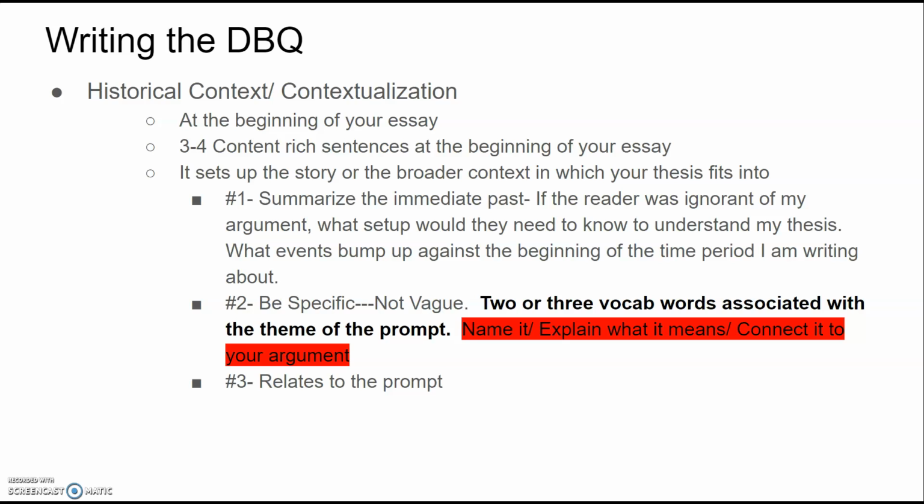So number 1, there are 3 things you want to consider. Summarize the immediate past. If the reader was ignorant of your argument, what setup would they need to know to understand your thesis? The events that bump up against the beginning of the time period that you are writing about. Number 2, be specific, not vague. Utilize 2 or 3 vocabulary words associated with the theme of the prompt, and you basically want to name what those things are. You want to explain the meaning of those 2 or 3 vocabulary words or events, and you want to connect it to your argument of the prompt. And then lastly, make sure that your contextualization relates to the prompt.